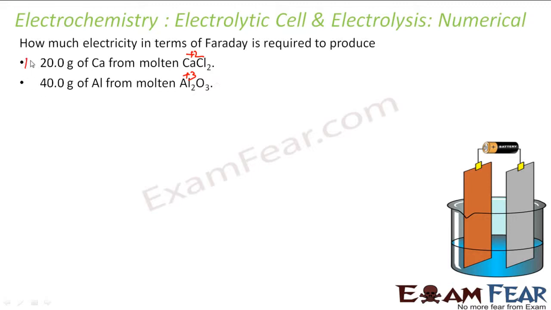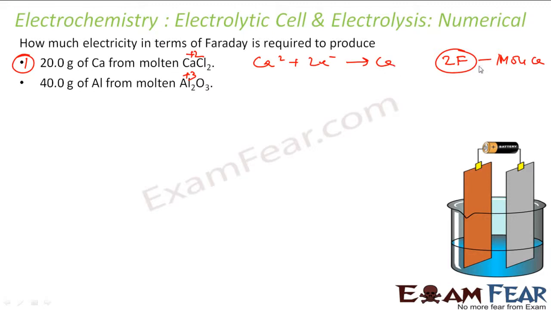So let's see the first question. I have Ca2+, it will take 2 electrons to become calcium. So that means 2F charge is required to produce 1 mole of calcium. 1 mole of calcium is what?